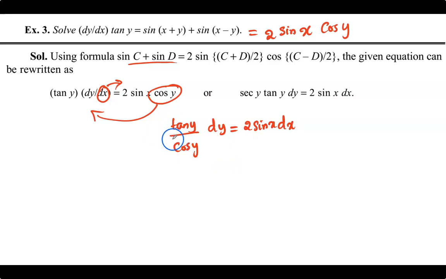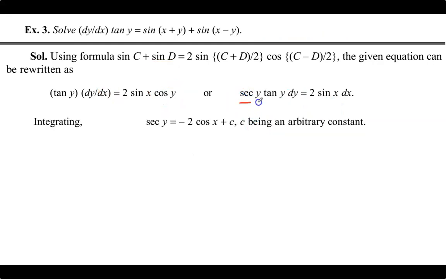1 by cos y on the LHS can be expressed as sec y. So the LHS becomes sec y into tan y dy. And the RHS is already 2 sin x dx. Now we can observe that the variables are separated. So we can integrate this relation to obtain our general solution.